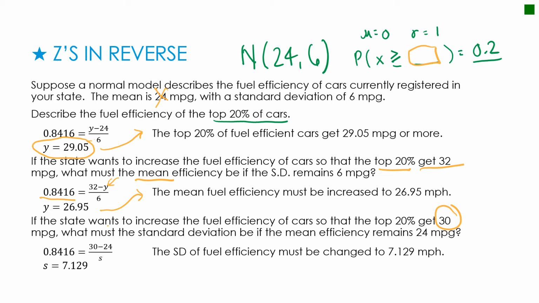My value that I found was 30, because it says 30. The expected value is back to 24. And when I do the math there, I get a standard deviation of 7.129. So we need to increase the standard deviation, which is not necessarily a good thing.